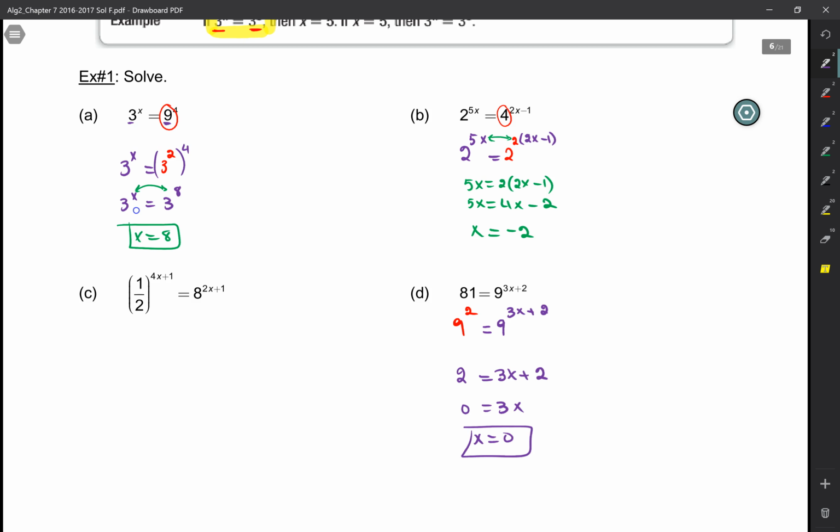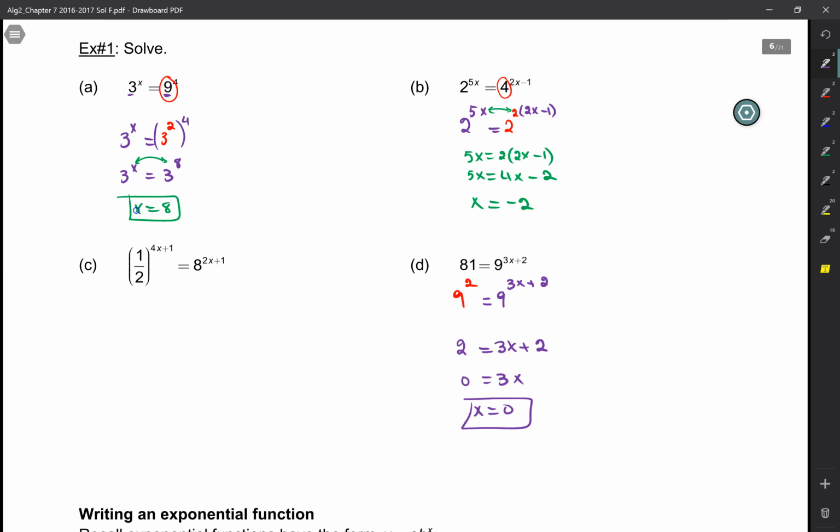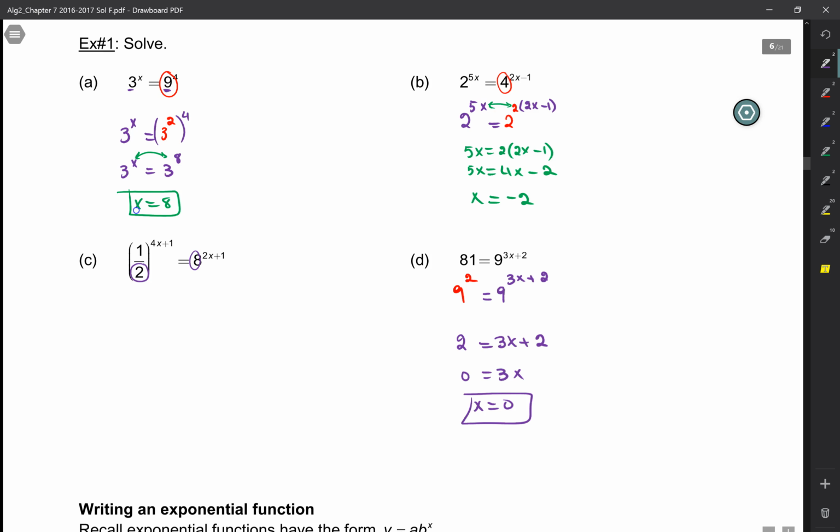Okay, here's the next one. Here's C. I have 1/2 and I have 8. Now, before you start taking out your calculators, I have 1/2 and I have 8. So here's what I do. One is a fraction, one is a whole number. Now, I want to convert. First, let's just look at the 2 and the 8. Let's forget about the fraction and the whole number.